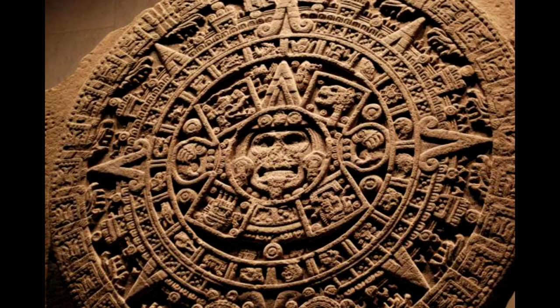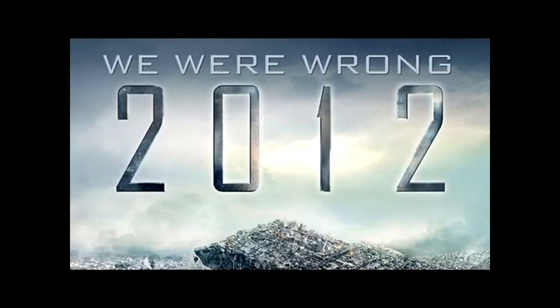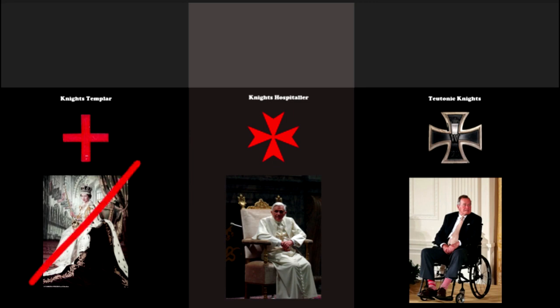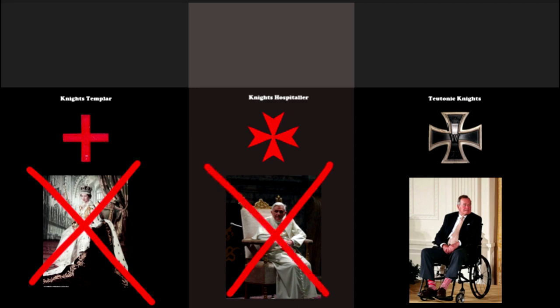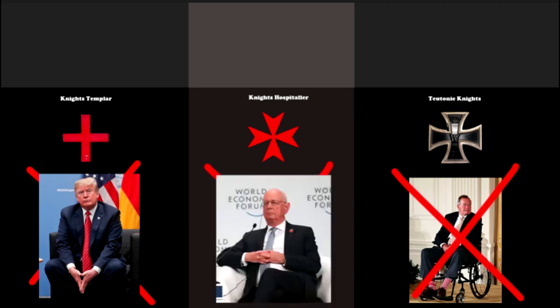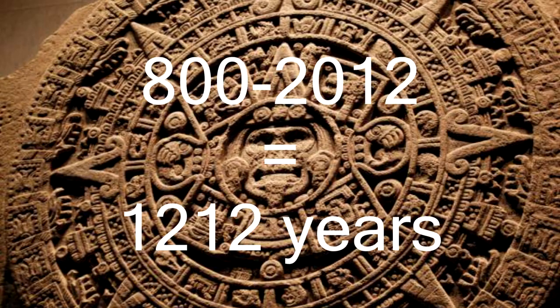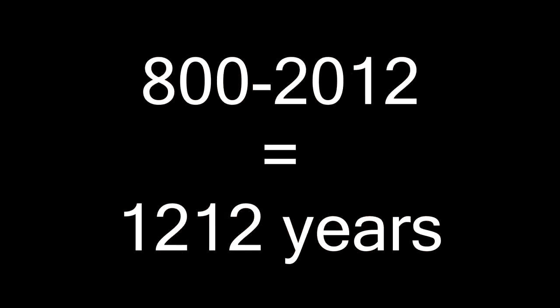But then I remembered 2012. Were we wrong? My guess is that in 2012 the three grandmasters were replaced. The Queen, the Pope, and probably at that moment Grandmaster of the Teutonic Knights, George Bush Sr. Replaced by Trump, probably Klaus Schwab, and Putin. So was this the start of a new era?